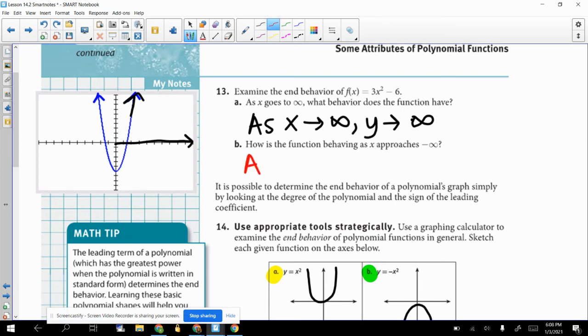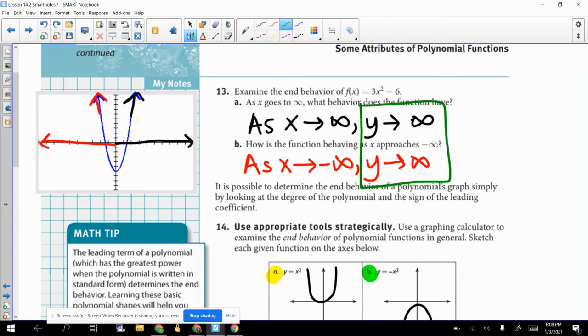Then it says, how is the function behaving as x approaches negative infinity? So now we're going to say as x approaches negative infinity, and that would be to the left, this side is also pointing up. So we would say y approaches positive infinity. Okay, so this right here is the end behavior, and it tells us that both sides are pointing up because they're both going towards positive infinity. And that is exactly what's happening here.